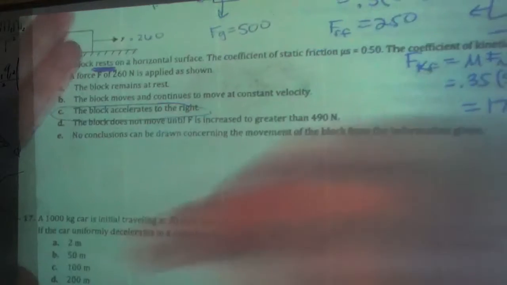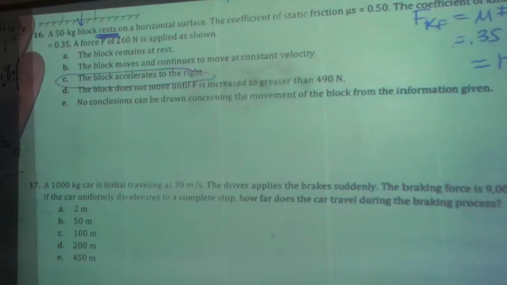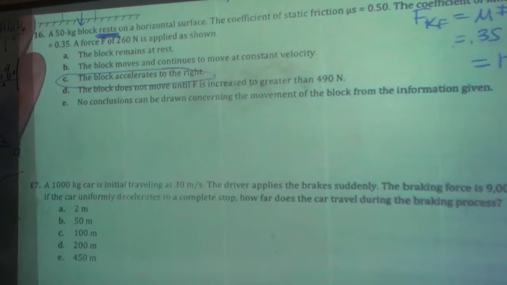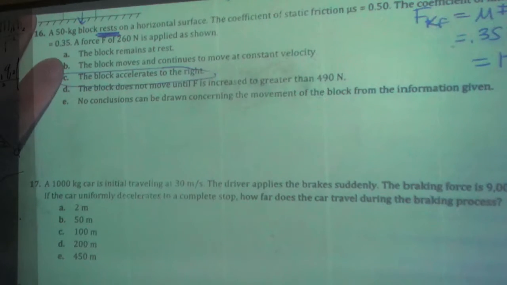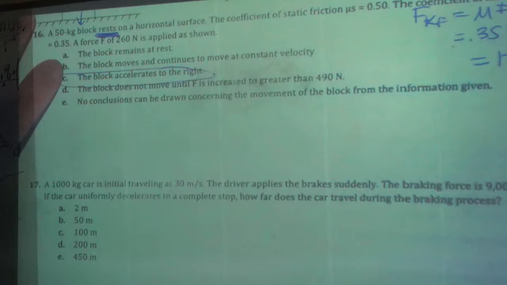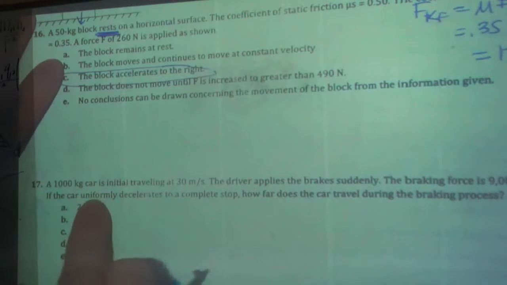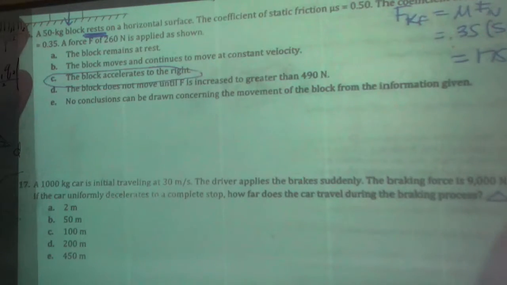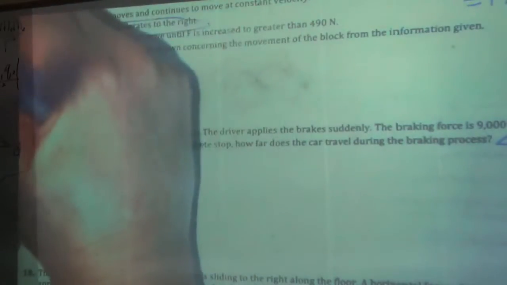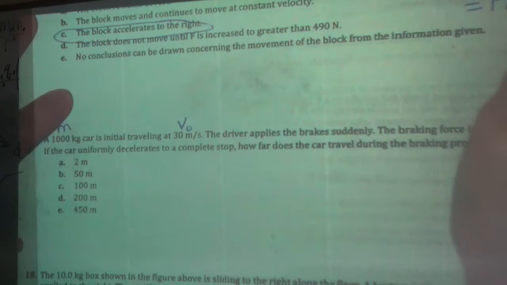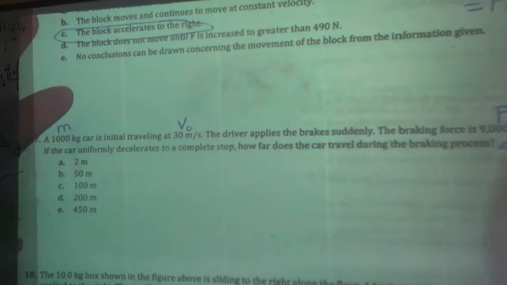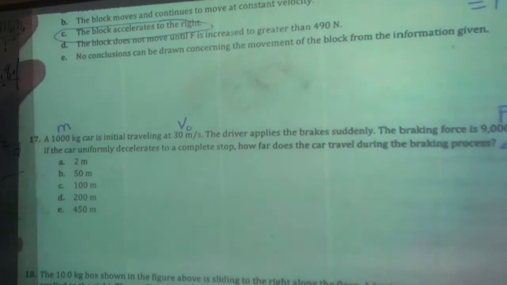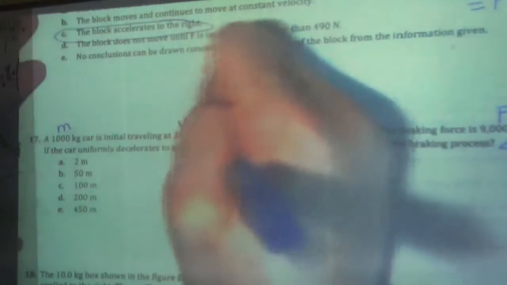Number 17, we've got a 1,000 kilogram car initially traveling at 30 meters per second. They apply the brakes. The braking force is 9,000, and it decelerates to a stop uniformly, meaning constant acceleration. How far does the car travel? So I'm looking for delta x, the displacement. You could call it d if you wanted. This is my mass. This is my initial velocity, v naught. This is the net force or the average force that's applied. It doesn't say anything about any other force, so I'm going to assume that's a net force. And then it goes to a stop, so v is 0.